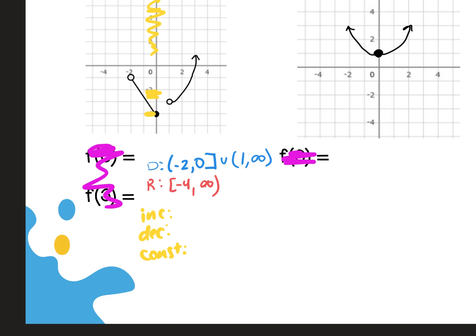When I start on the left-hand side, on that open dot, and I follow the line, it's going in which direction? Decreasing. It's decreasing from where to where on the x-axis? -2 to 0. Perfect. Then I pick up my pencil and I put my finger on the next piece of the line. What is the graph doing? It's increasing from where to where? 1 to infinity. Is there an interval of constant? None. Put none, NA, no, whatever.